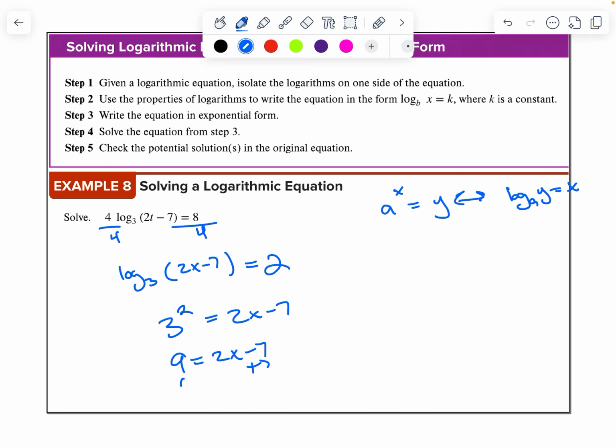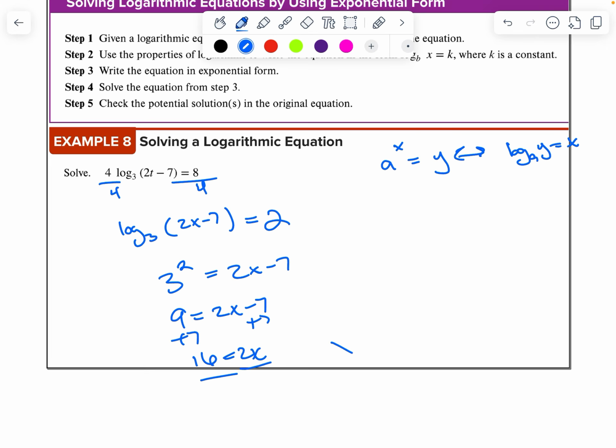And I want to check that. Obviously, I want to check that answer and make sure that it works. In this case, it does work. So the steps here: get the logarithm by itself, swap it out to make it into exponential form, and then try and solve it, right? Your exponential form should just give you a number.